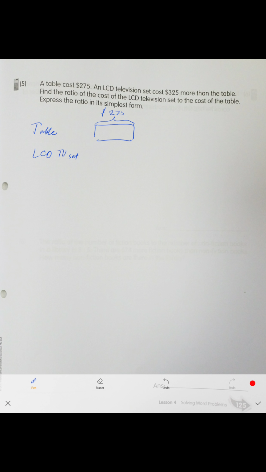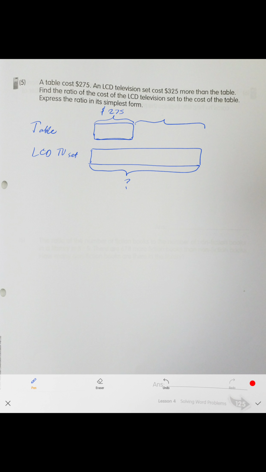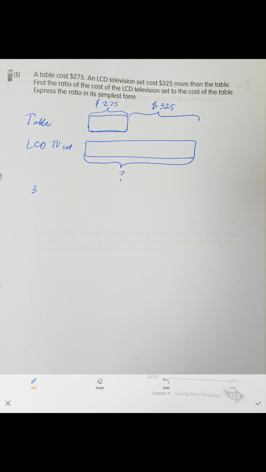Well, this is 7, right? $275, right? And the television set is more expensive, so it's a bigger unit bar. We don't know how much it is, but we know that the difference over here is $325, right? So the first thing obviously is 275 plus 325, you're going to find 600. This is the cost of your LCD television set.